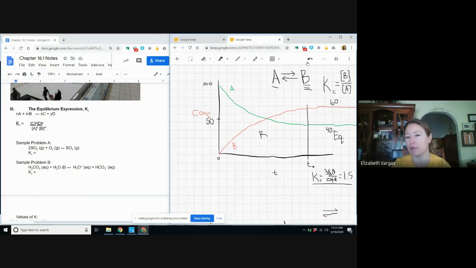Okay, why would the product side be favored? Usually because they're more stable. Okay, so usually it has to do with the energy levels of A and B, and which is going to be more stable. And that tells us something about whether it's endo or exothermic.